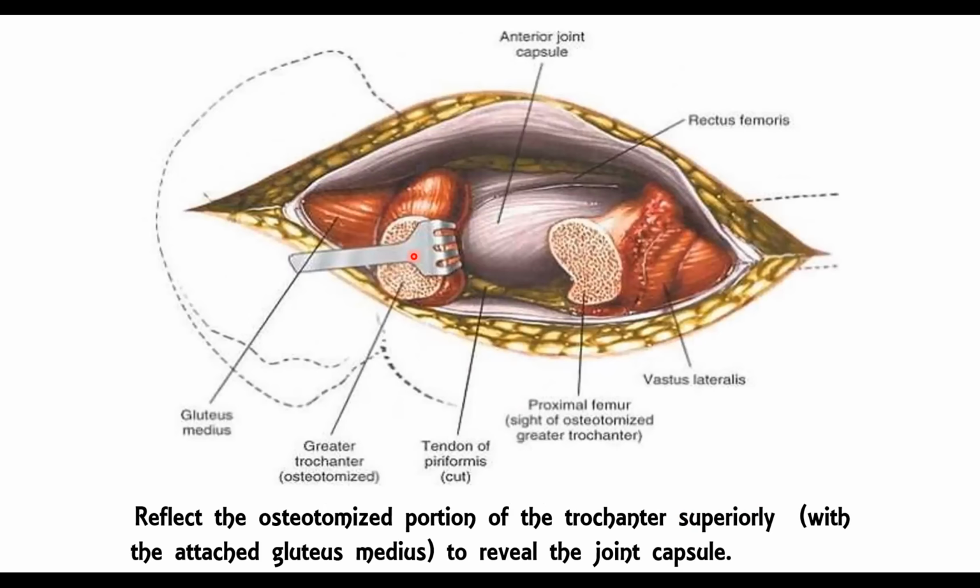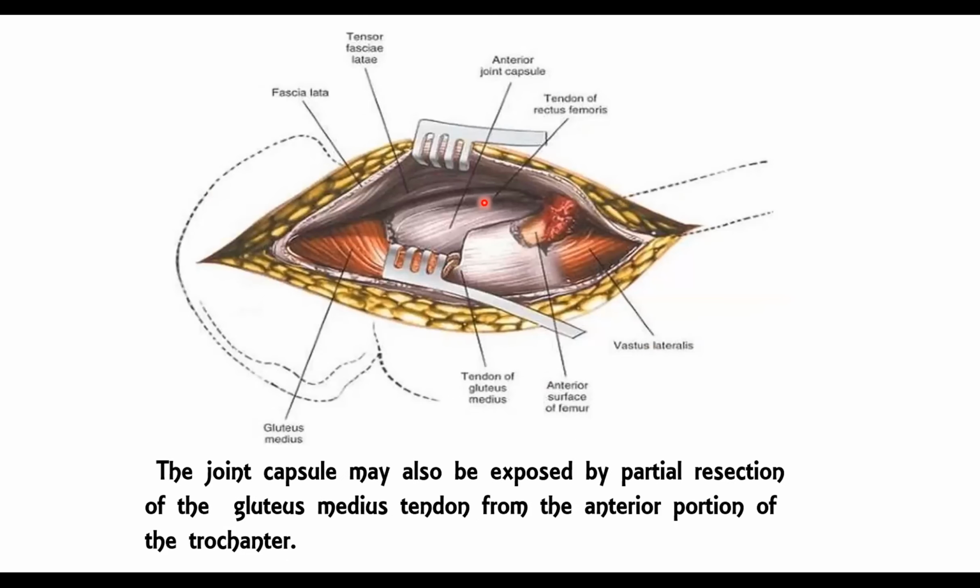Okay. This is the joint capsule. You can see this is the rectus femoris tendon. The joint capsule may also be exposed by partial resection of the gluteus medius tendon from the anterior portion of the trochanter. But there are two things here. Some people say you can go for a partial resection and see the anterior portion of the capsule. Other people say that you can go through the GT, greater trochanter osteotomy, then you can reach the anterior capsule.